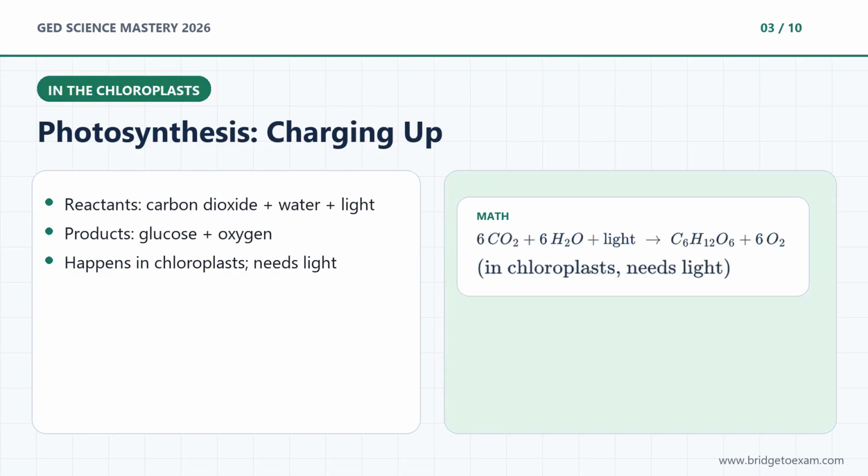Let's write photosynthesis as an equation. The reactants, the ingredients, are carbon dioxide, water, and light energy. The products, what comes out, are glucose and oxygen. So carbon dioxide plus water plus light becomes glucose plus oxygen. This happens inside the chloroplasts, the green parts of a plant cell, and it needs light, so it only runs when the sun is up.